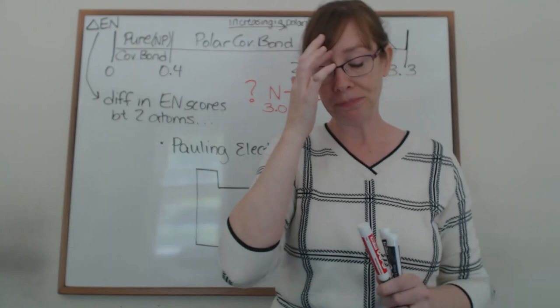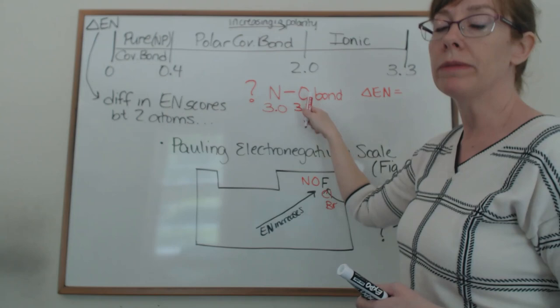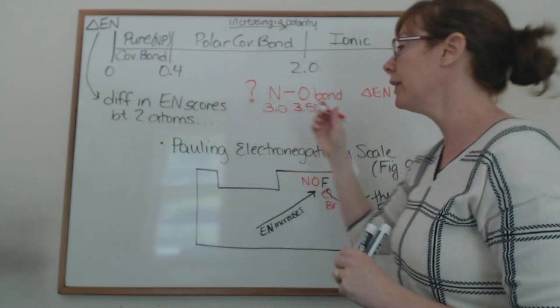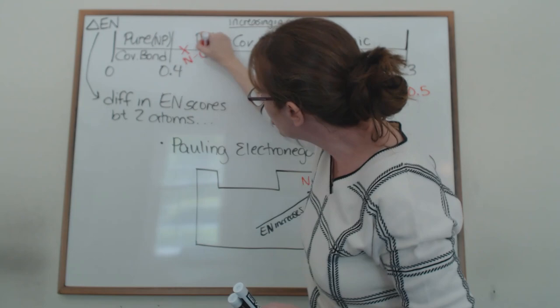But what we want to do is calculate the delta EN. What is the delta EN for that bond? And we just take the bigger minus the smaller. We don't want negative numbers. Just get the bigger one, subtract the smaller one, and you will get a delta EN of 0.5. That's the difference in their pull. And that places it right about here. The nitrogen-oxygen bond is polar covalent. And that's what you would say.